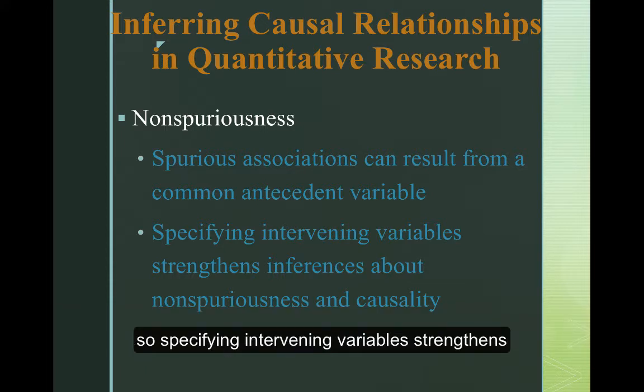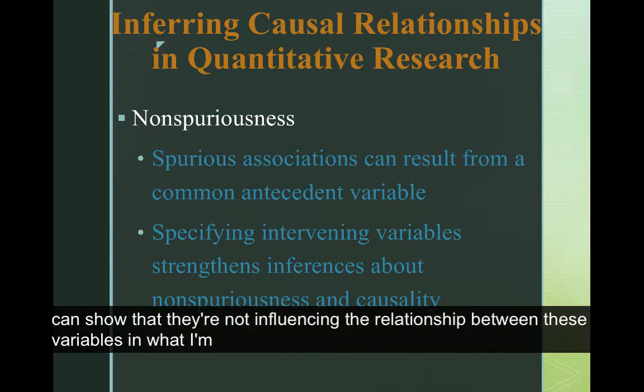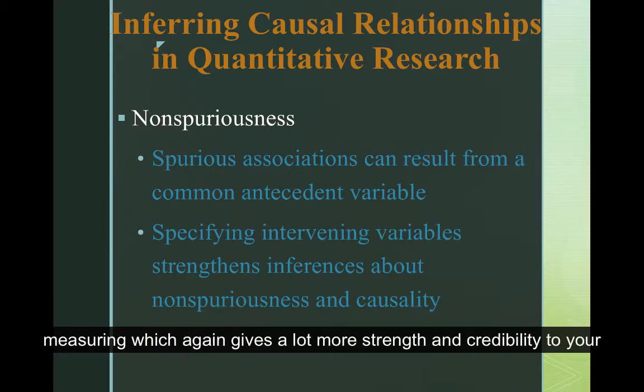So specifying intervening variables strengthens inferences about non-spuriousness and causality. So this just means that as the researcher, you're saying, here are other potential variables. I am aware of them. I can show that they're not influencing the relationship between these variables and what I'm measuring, which again gives a lot more strength and credibility to your inferences.